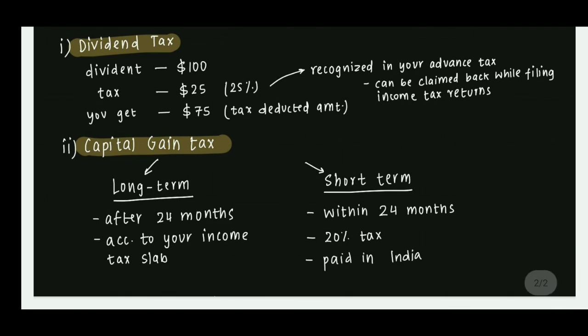Second is capital gains tax. It is of two types, long term and short term. If you are invested in any stock for more than 24 months, then the tax will be applied according to your income tax slab. But if you withdraw your money from any stock before 24 months, then 20% will be charged as tax, which will be paid in India only.